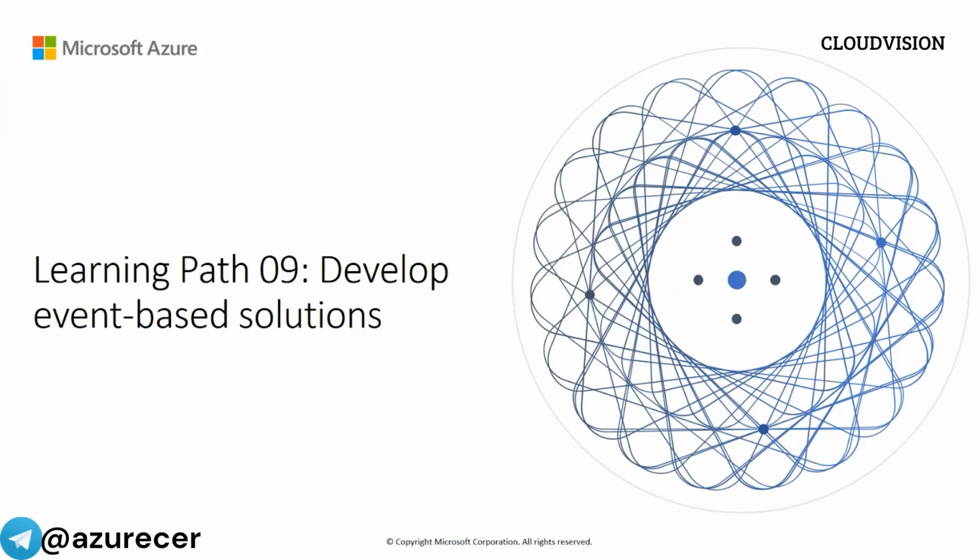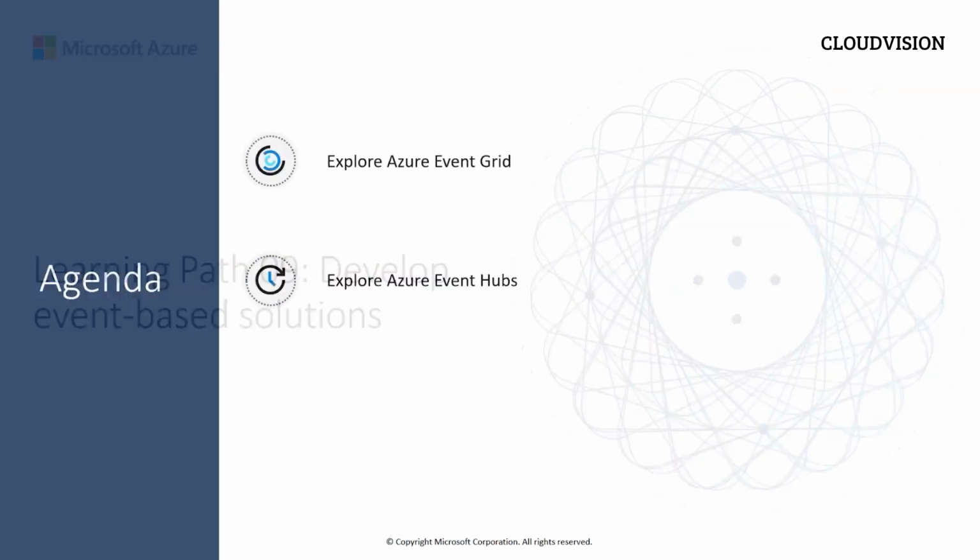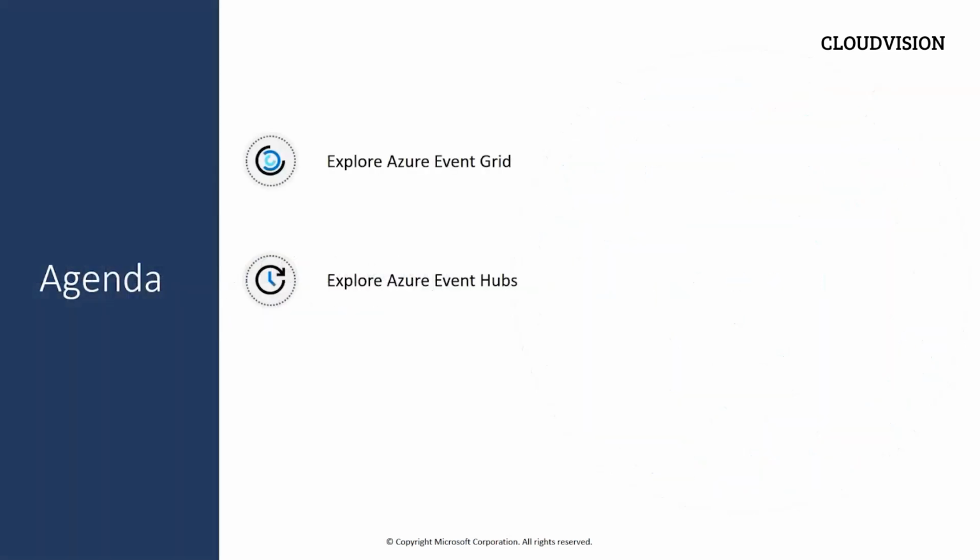Now we will be talking about learning path 9, that is develop event-based solution. So here we will talk about Azure Event Grid and Azure Event Hub. These are the two topics which we will be using.